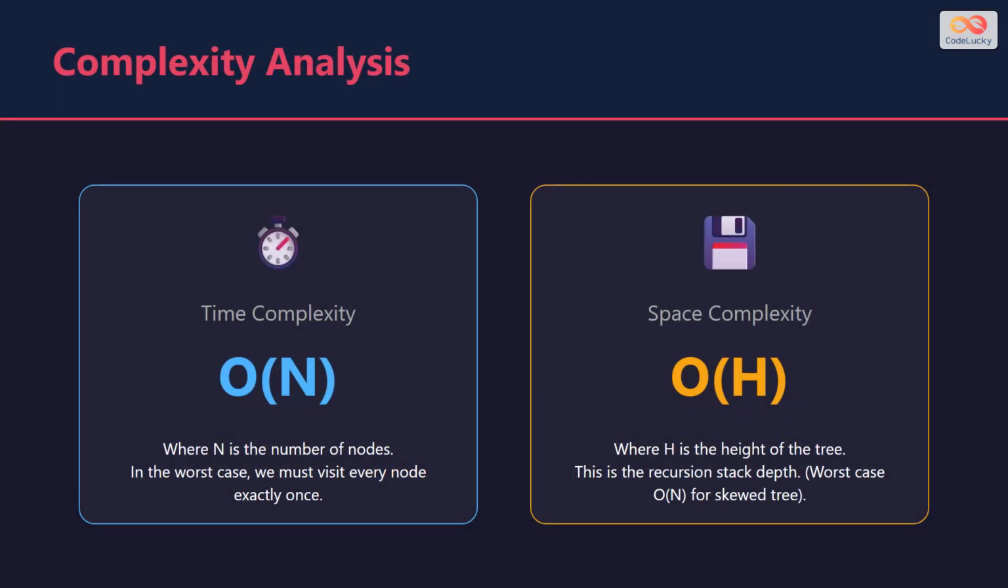Let's analyze the performance. The time complexity is big O of n, where n is the total number of nodes. In the worst case, we might have to visit every node to decide if it should be kept or removed. The space complexity is big O of h, where h is the height of the tree, which represents the maximum depth of our recursion stack. In a balanced tree, this is logarithmic, but in a skewed tree, it could be linear.